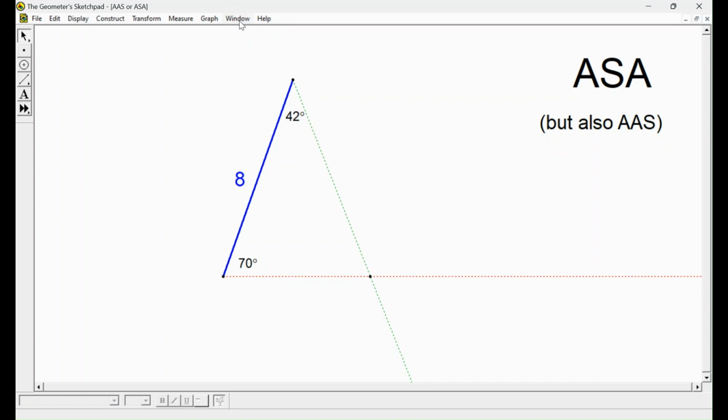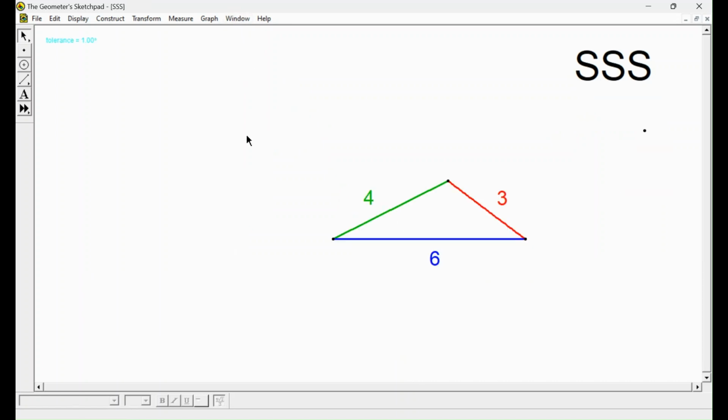And finally, let's look at the side, side, side situation. In the side, side, side situation, there's no angles that are given. But let's say you say, all right, this side has to be 7, and this side has to be 4, and the remaining side, let me make this red, excuse me. Oops, I messed up something. There it is. And the remaining side has to be 3.